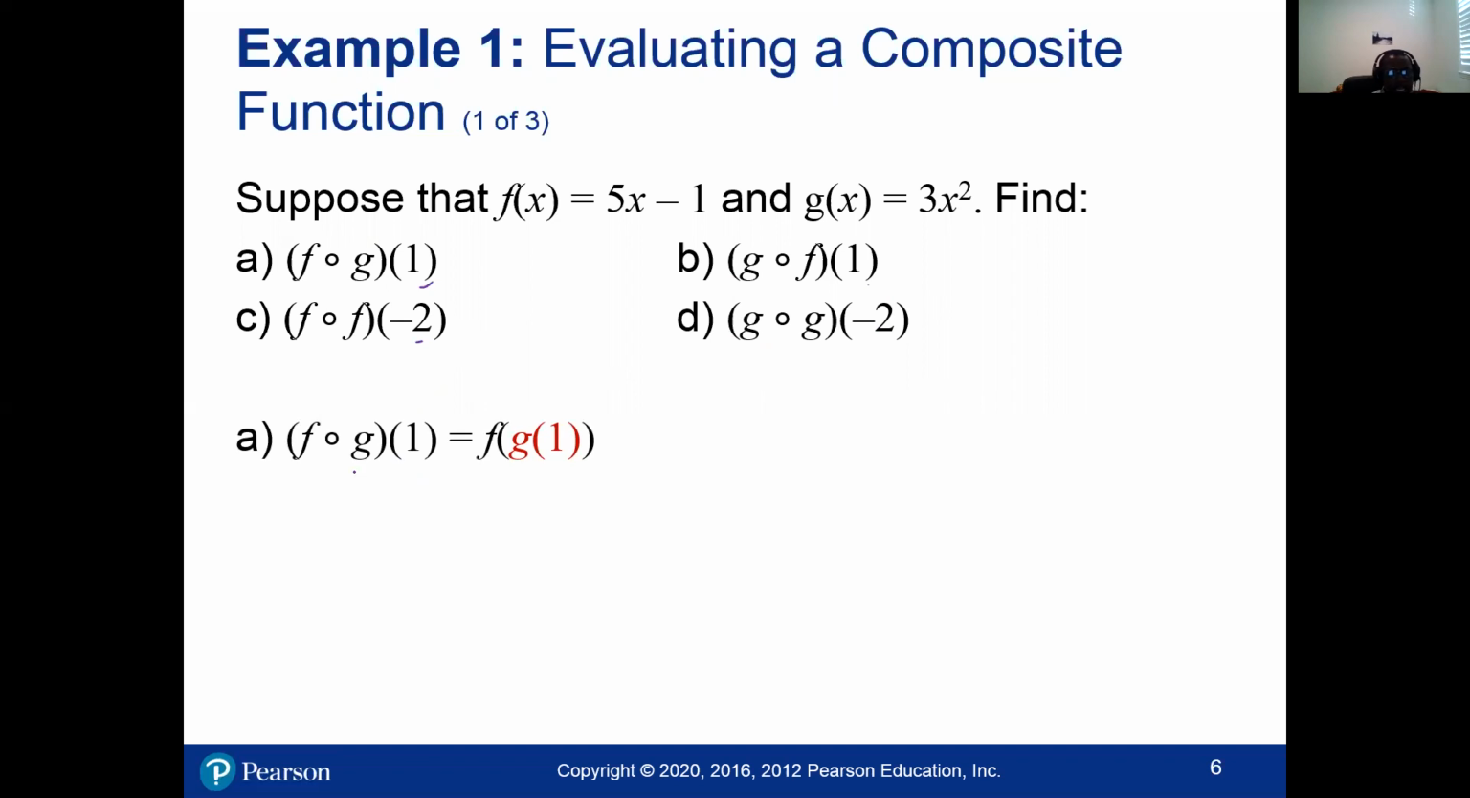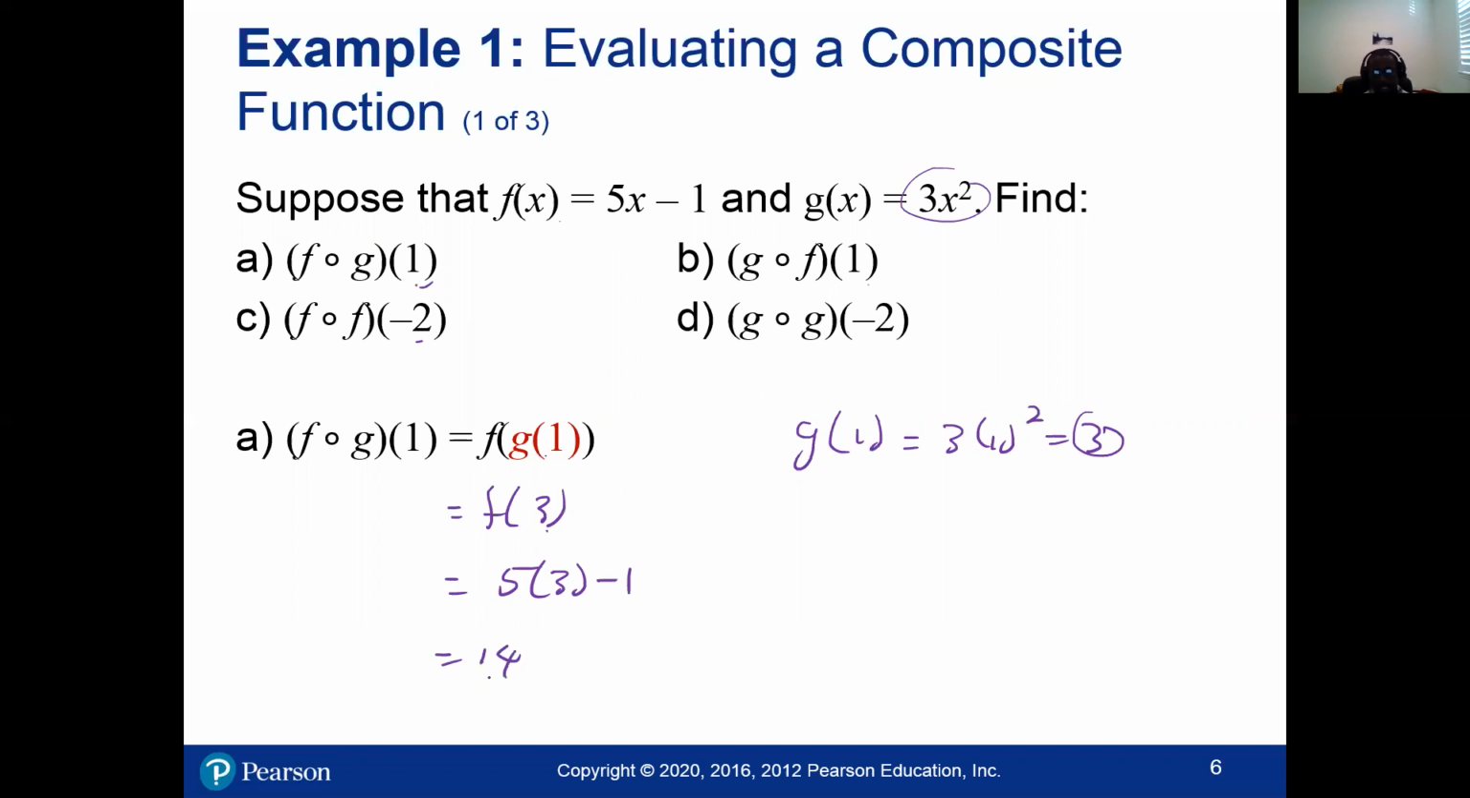Now, f of g of 1 means that we are going to plug 1 into the function g, and then put the result into the function f. So g of 1 is 3 times 1 squared, which is 3. And so this is equal to f of 3. The 3 that we got, we plug into f. Because f of x is 5x minus 1, we get 5 times 3 minus 1, and that gives me 14.